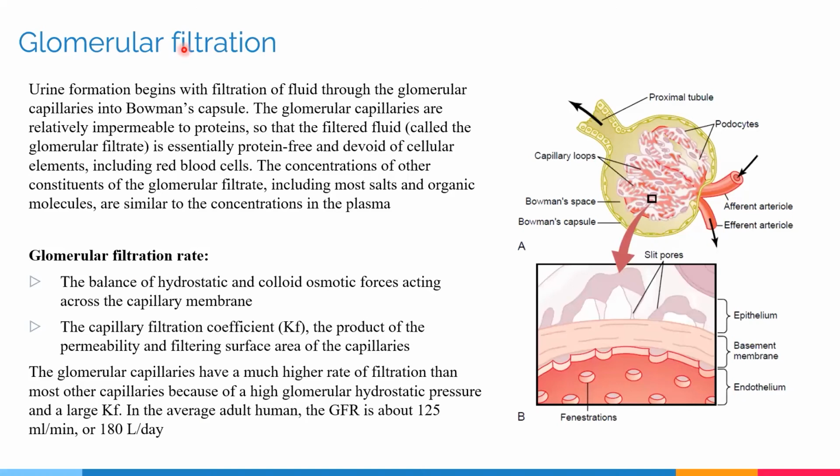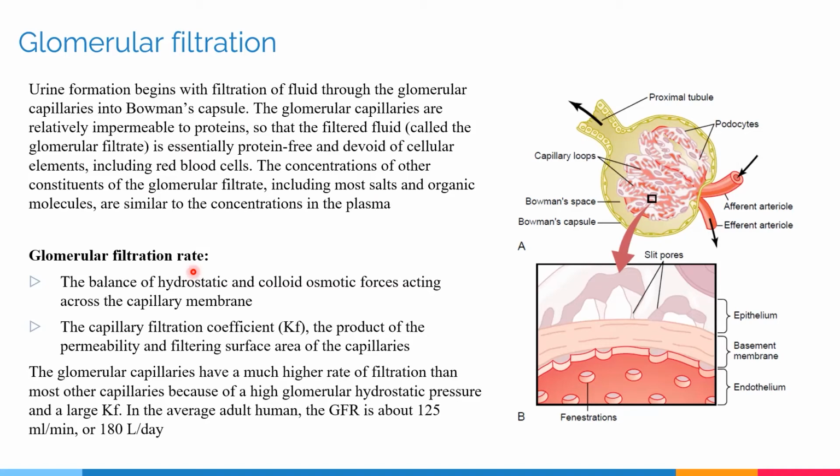Next, we move on to the glomerular filtration itself. Urine formation begins with filtration of fluid through the glomerular capillaries into the Bowman's capsule. The glomerular capillaries are relatively impermeable to proteins, so that the filtered fluid, which is called the glomerular filtrate, is essentially protein-free and devoid of cellular elements including red blood cells or RBCs. The concentrations of other constituents of the glomerular filtrate, including most salts and organic molecules, are similar to that of plasma.